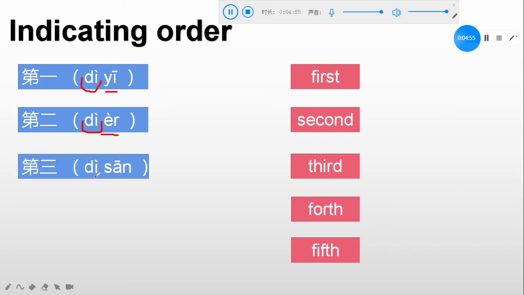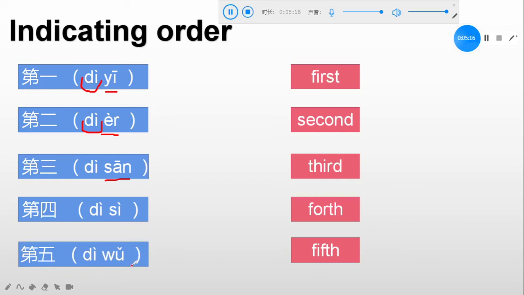Third, we say 第三. 三 is number 3, and 第 is the indicating order. Okay, number four, fourth. We say 第四, and then the last one, fifth, 第五. Now we can extend these numbers a little bit more. Maybe you can tell me how to say the sixth, which we say 第六, and the seventh, 第七. That's how we say this indicating order, from first to fifth. Okay, 跟我读. 第一, 第二, 第三, 第四, 第五. 好.